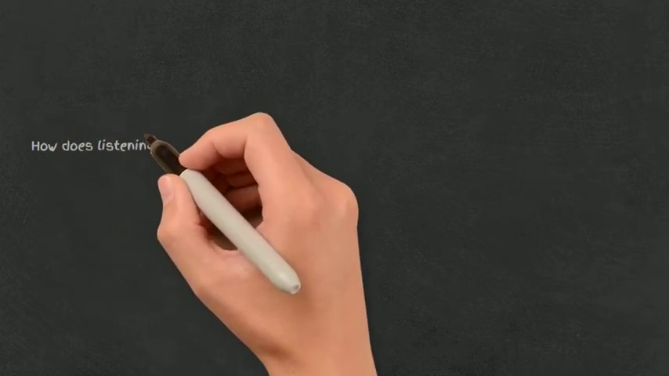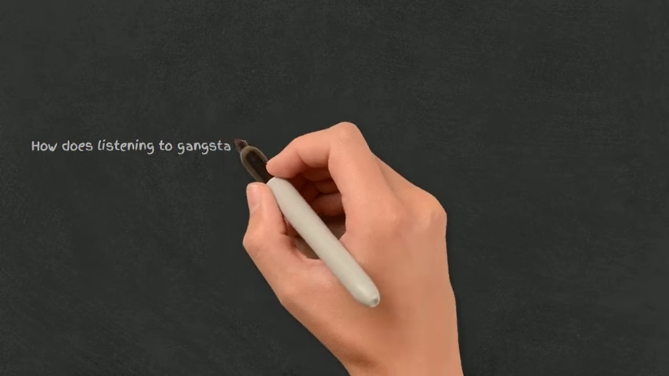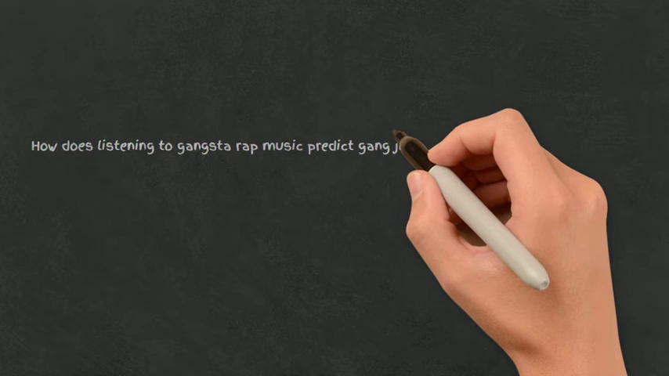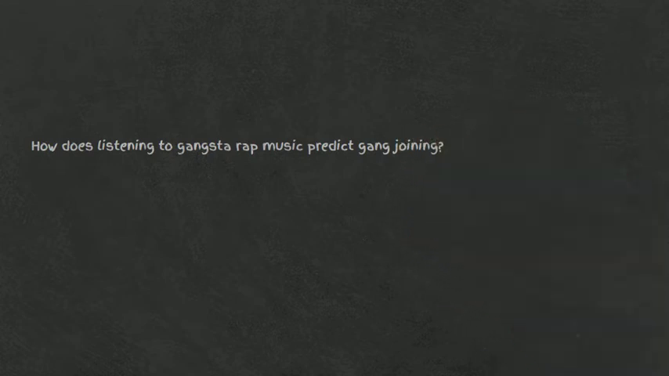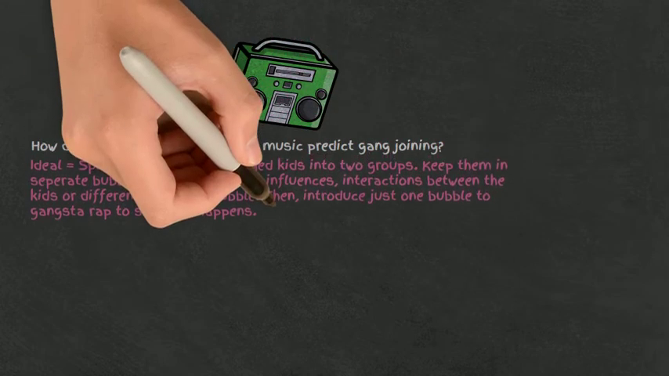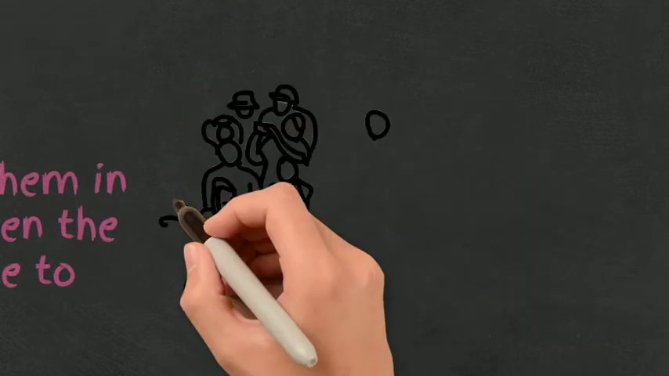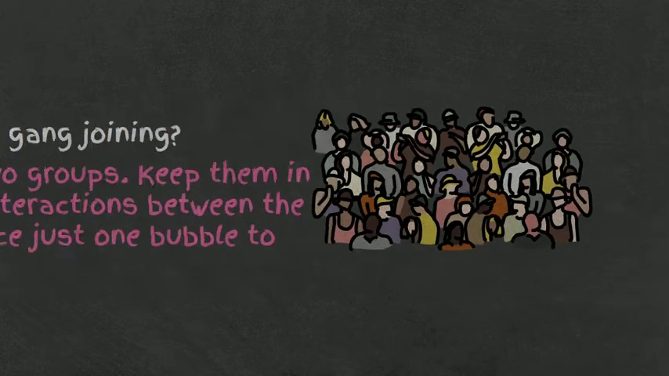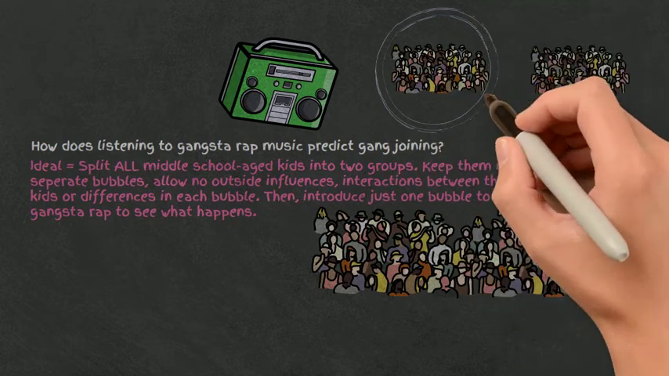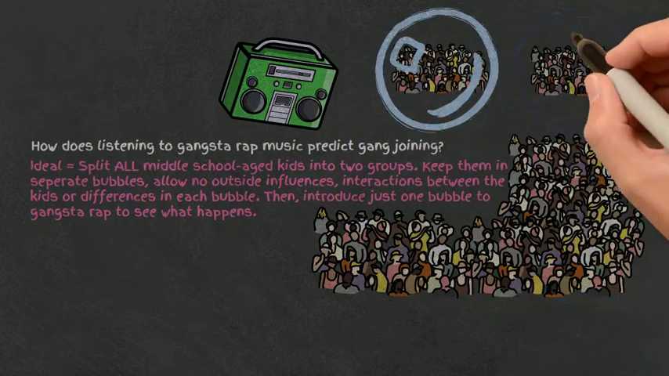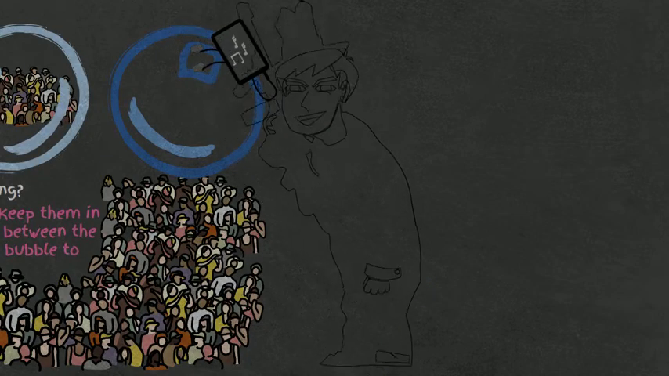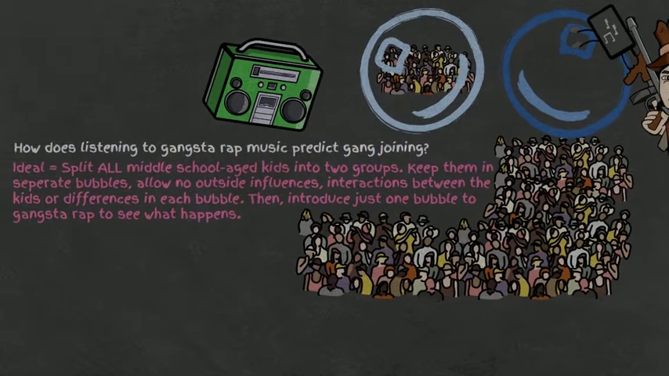Let's think back to our research question in the Part 1 video. If we're interested in understanding how middle schoolers listening to rap music predicts juvenile gang membership, we could find a way to study every single middle school aged child in the world. We could collect all middle school aged kids, separate them into 2 groups, put each group in a bubble so they aren't exposed to any outside influences that are different from one another, introduce just one rap music song to one bubble, and watch what happens.